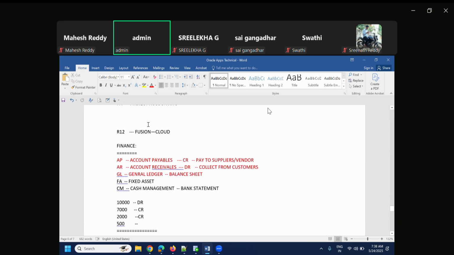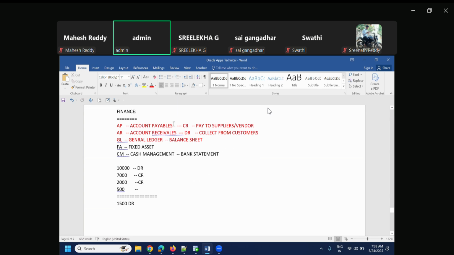Out of the 5 modules, we are going to learn 3: account payables, account receivables, and GL. So now tell me, account payables deal with whom? Suppliers, when you buy any goods or services. Now account receivables: when you sell a product to your customers or give services to your customers, we deal with account receivables. It's only for our customers. In account payables, our company is the customer, buying from the suppliers. In account receivables, our company is the supplier, and we are dealing with the customers.